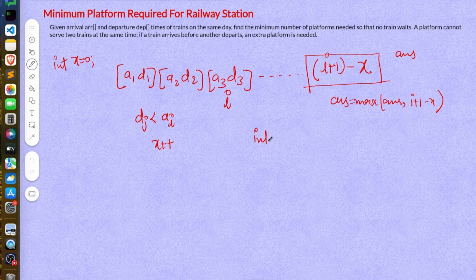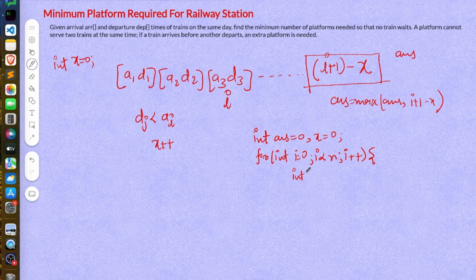Let's say I have two variables, int answer equals 0 and x equals 0. So x is the number of trains that have departed so far. Now let's go through each of the trains. So for int i equals 0, i less than n, i plus plus. What I want to find is how many trains were there before I whose departure time is less than my arrival time, because those trains have already departed before I came.